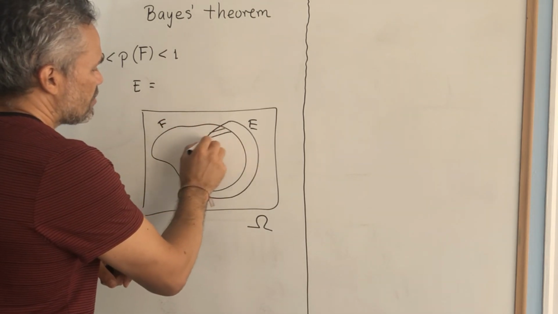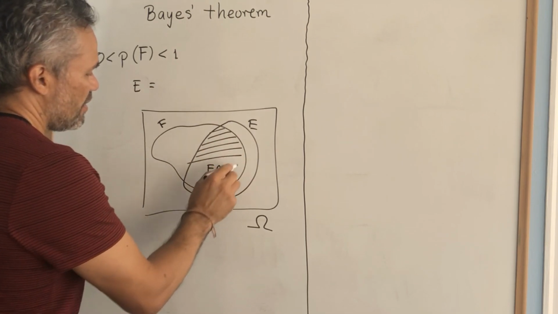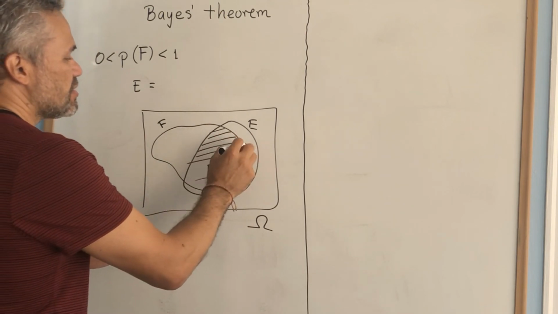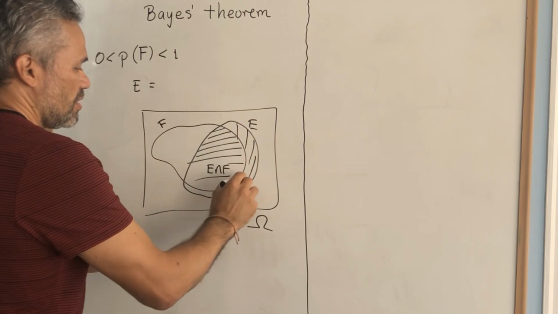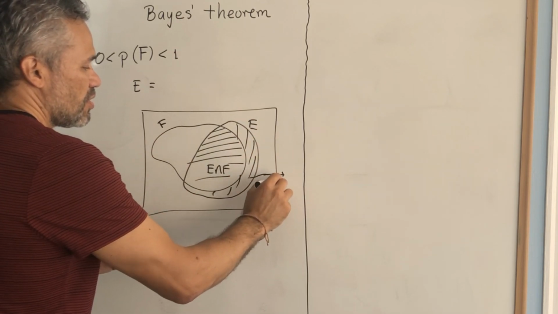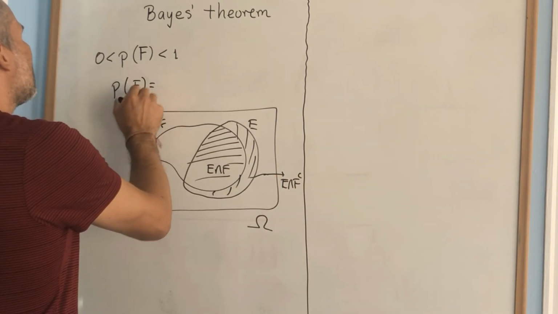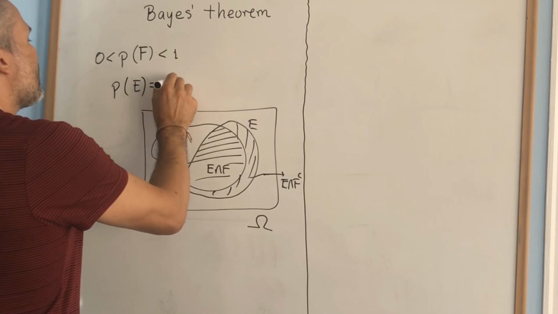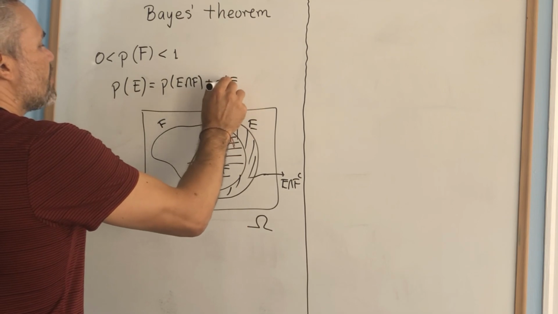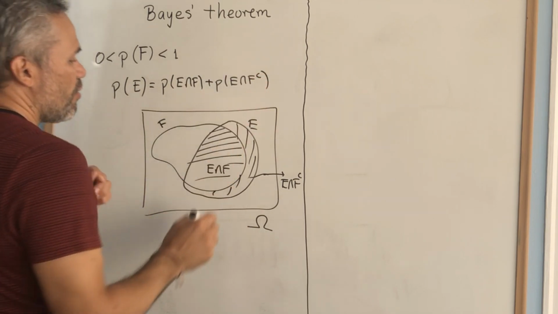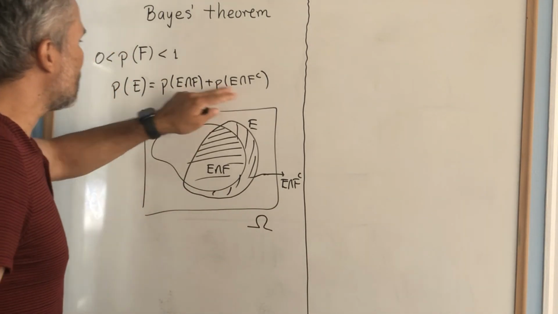can be split into the intersection of E with F and the intersection of E with the complement, which is this part. This is the intersection of E with the complement of F. Therefore, the probability of E would be equal to the probability of E intersection with F plus the probability of E intersection with the complement of F. Notice that these two sets are disjoint.